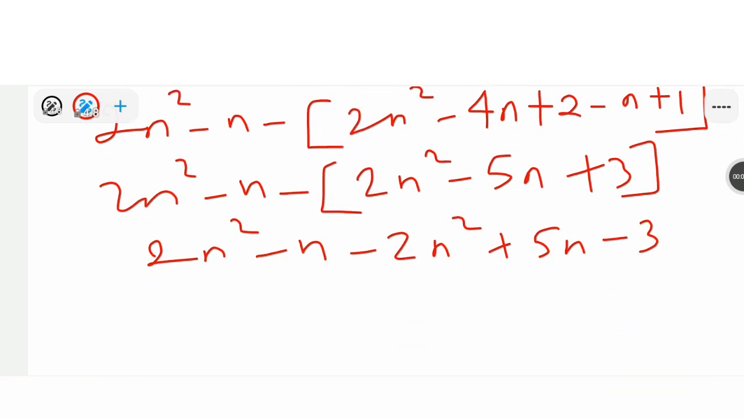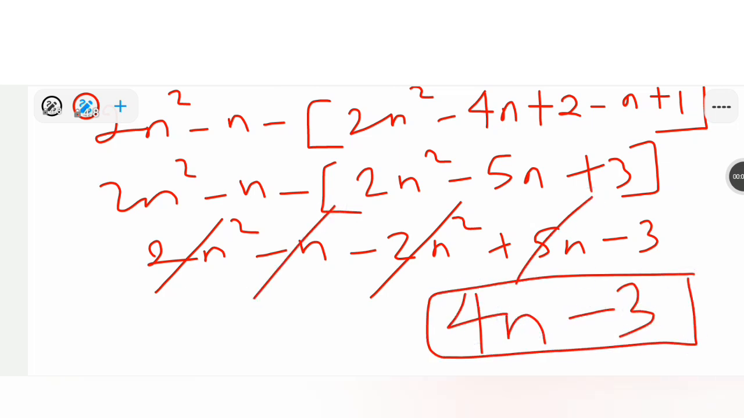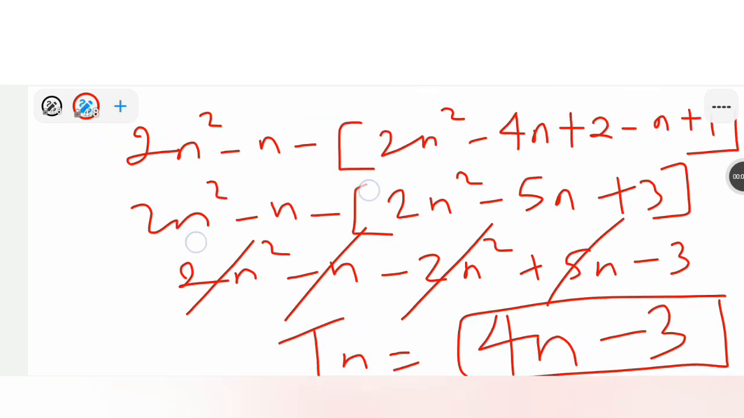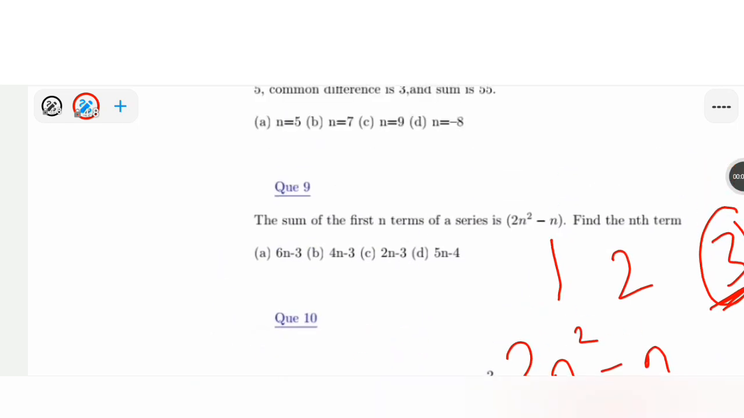So just try to simplify this. 2n squared will cancel 2n squared because they are the same. Minus n plus 5n will give 4n. So this 2 will cancel out. 5n minus n gives you 4n. Then you just have minus 3 at the back. So this is the nth term, Tn. So check it out. I hope you are getting it. So 4n minus 3.